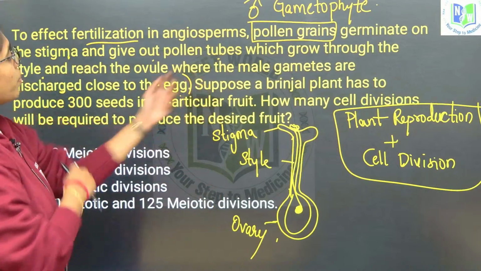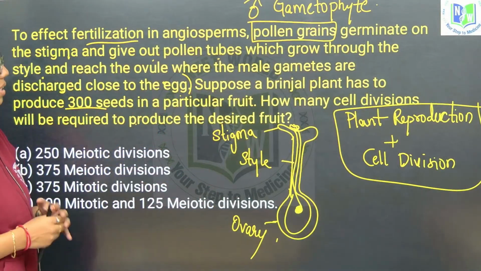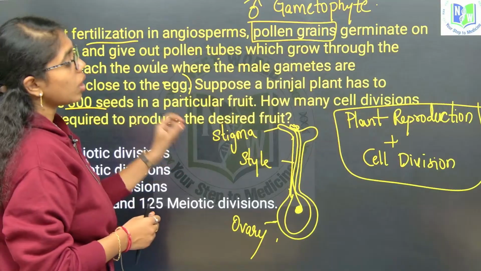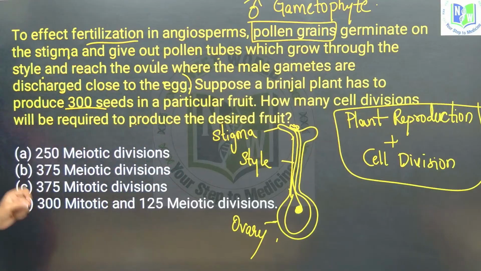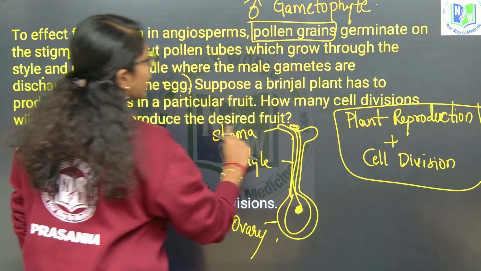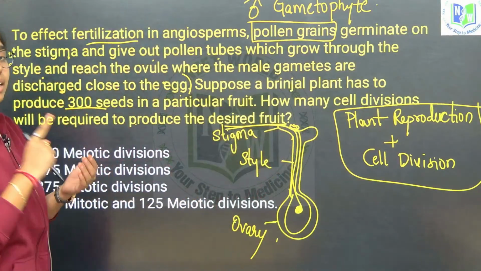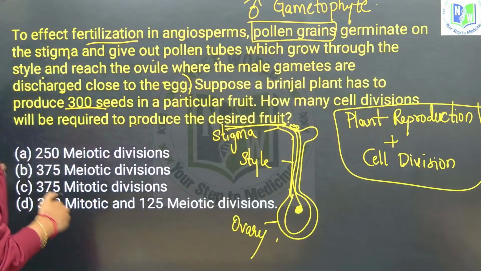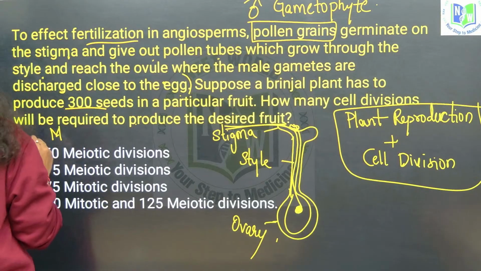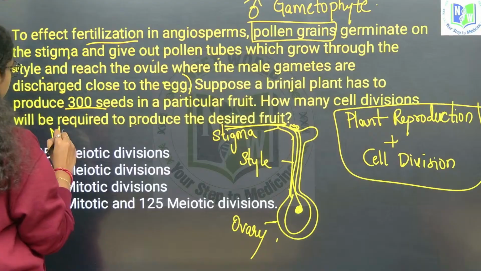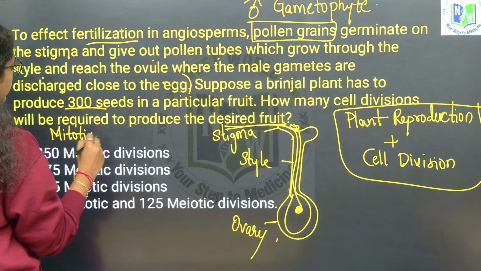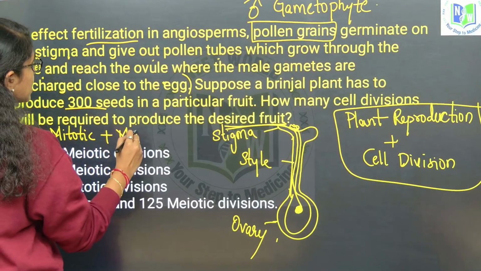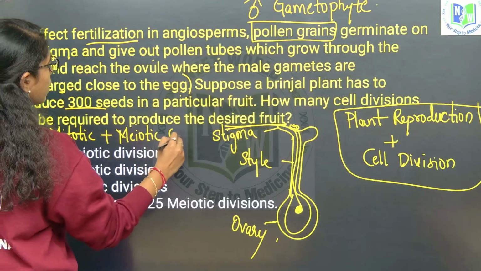Suppose a brinjal plant has 300 seeds in a particular fruit. How many cell divisions will be required to produce the desired fruit? So, here the cell divisions are being asked. Cell divisions in the sense both mitotic and meiotic cell divisions are asked over here.